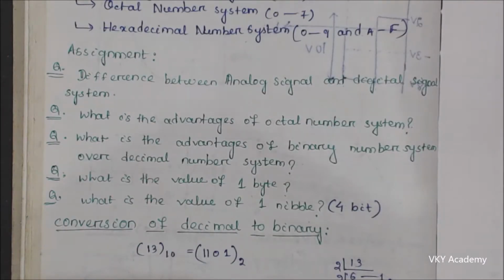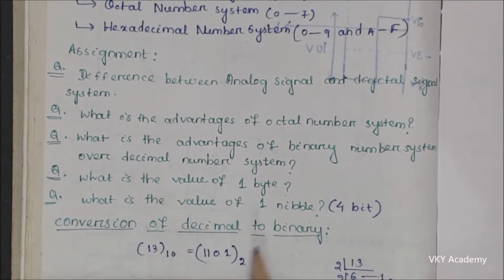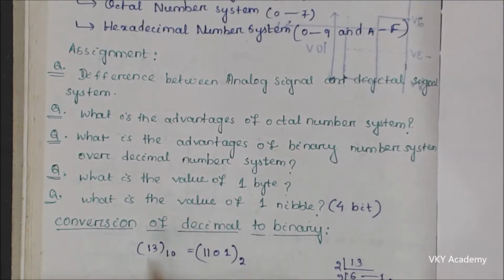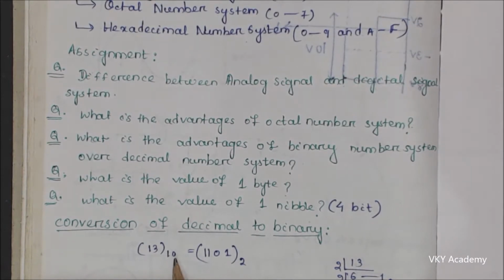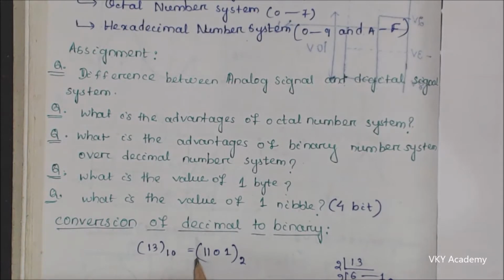As there are four categories of number system, any number system can be converted to any other number system, such as a decimal number system can be converted to a binary number system, a binary number system can be converted to a decimal number system, a hexadecimal number system can be converted to an octal number system. So basically any number system can be converted to any other number system. Here one process is given, conversion of decimal number system to binary number system, where 13 is a decimal number. Generally a decimal number is represented with base 10. So the equivalent binary number will be 1101.